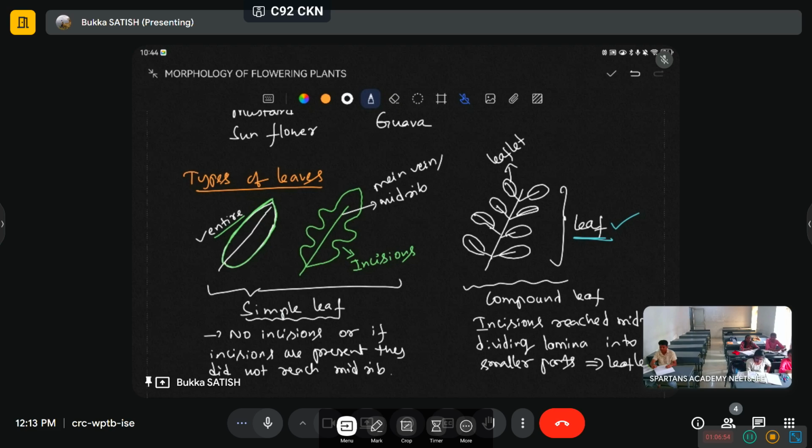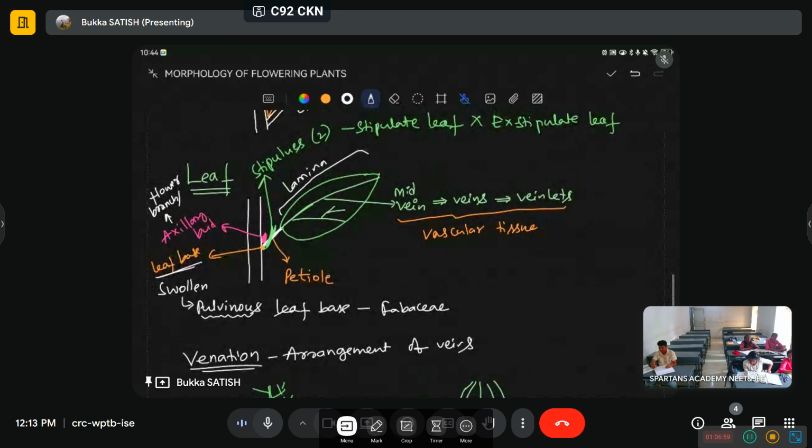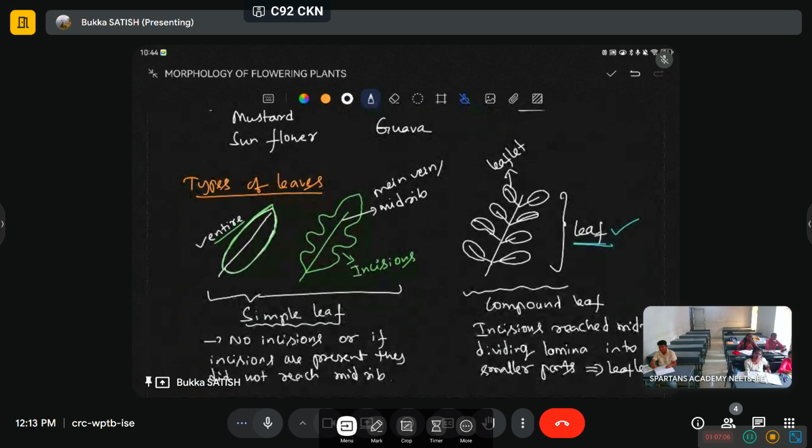So the difference is this. In the axil of the leaf, there is a bud. What is that? Axillary bud. So where do you find the axillary bud in this? If this is how the leaf is, the axillary bud will be present here, right? This is where the axillary bud will be. Will the leaflets have axillary buds? That's the difference.